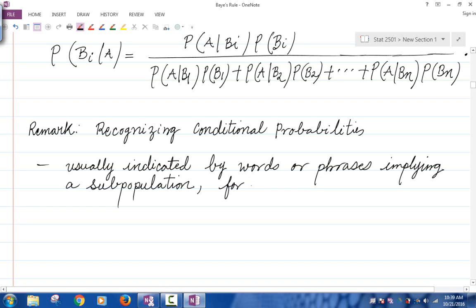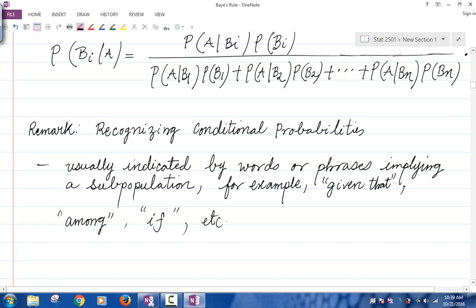For example, let's say the words or phrases like "given that," which is as obvious as it gets, "among," and let's say "if." Okay, so let's see some examples.